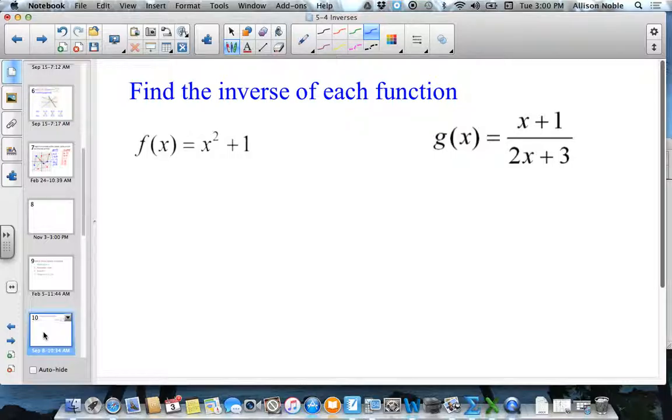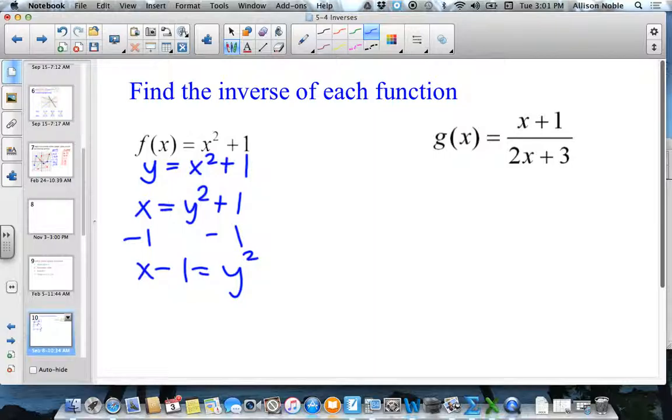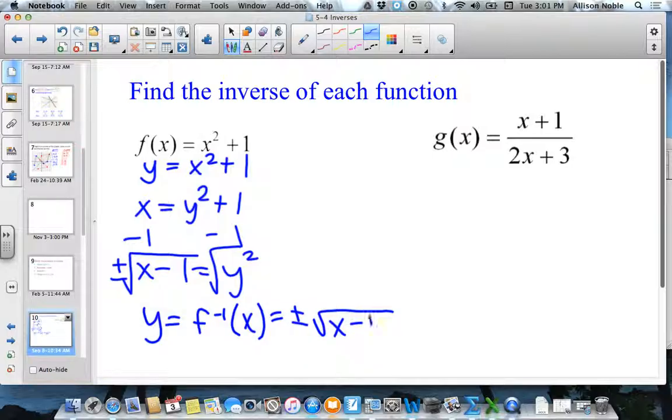On this first one, f of x is really y, so y equals x squared plus 1. Then I would switch the x and y, so it becomes x equals y squared plus 1, and solve for y. Subtract 1 from both sides, giving me x minus 1 equals y squared, and then take the square root of both sides. I have to add a plus or minus when I take the square root. So y, which is really f negative 1 of x, which represents my inverse, is plus or minus the square root of x minus 1.